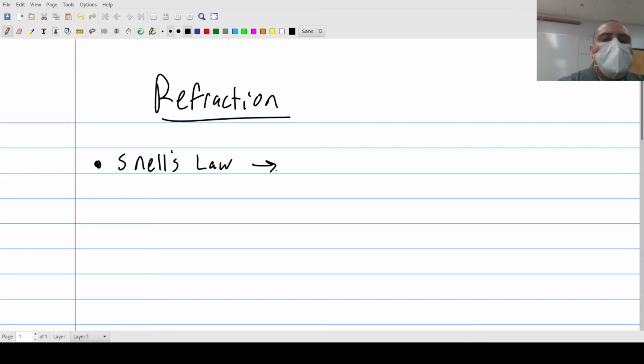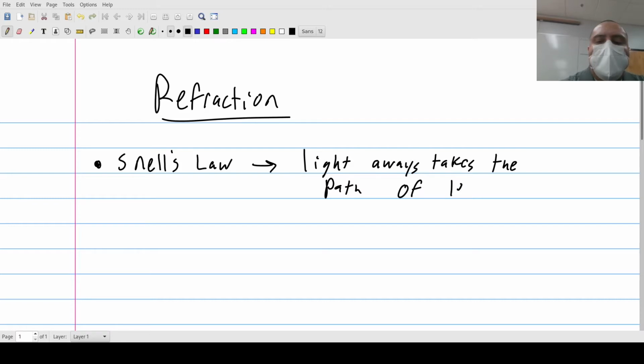And Snell's Law tells us that light always takes the path of least time. That is, it takes the path between 2 points that is the fastest. So, what do I mean by that?